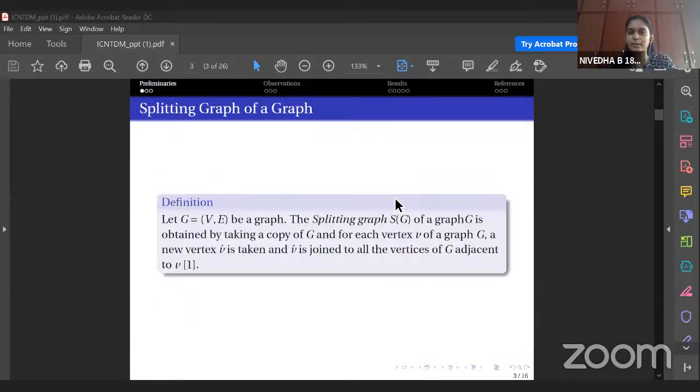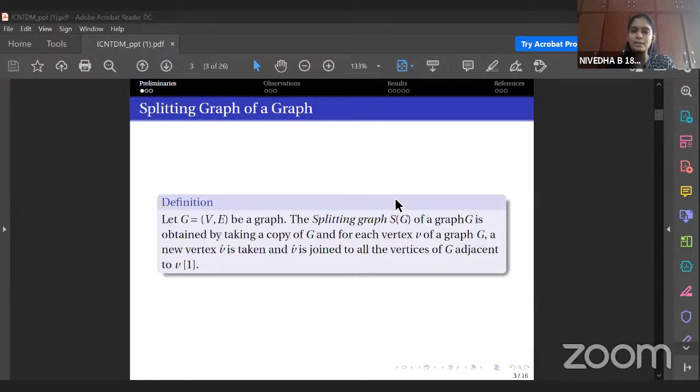To study the semi-splitting block graph, we have to start with the splitting graph of a graph. This concept was introduced by E. Sampath Kumar and H.P. Walikar. For a given graph G, the splitting graph, denoted by S(G), is the graph obtained by taking a copy of G, and for each vertex v of the graph, a new vertex is added and made adjacent to all the vertices adjacent to v. So for every vertex in G, a new vertex is added and made adjacent to all the neighbors of that vertex.